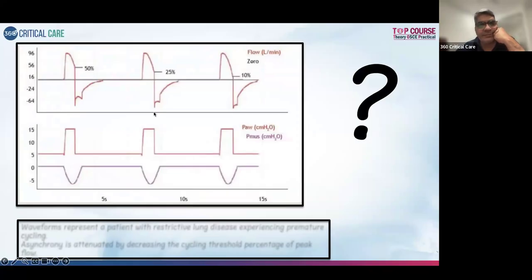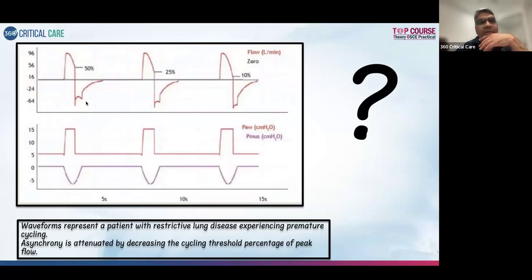Similar thing. What's happening here? What have we done? So this is flow cycling happening at 50%, 25%, 10%. If you have premature cycling, you need to reduce it, gradually reducing values from 50 to 10%.